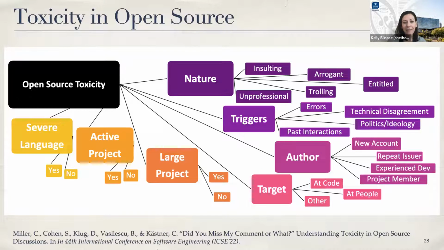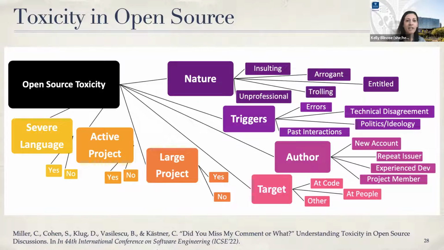Now, despite the fact that many open source projects have adopted codes of conduct in recent years, there's still evidence of toxicity. This image comes from a recent study by Miller et al. that was just presented at ICSE, the International Conference on Software Engineering, last month. They examined toxicity in open source software projects through a qualitative analysis, and they defined toxicity as rude, disrespectful, or unreasonable language that is likely to make someone leave a discussion.